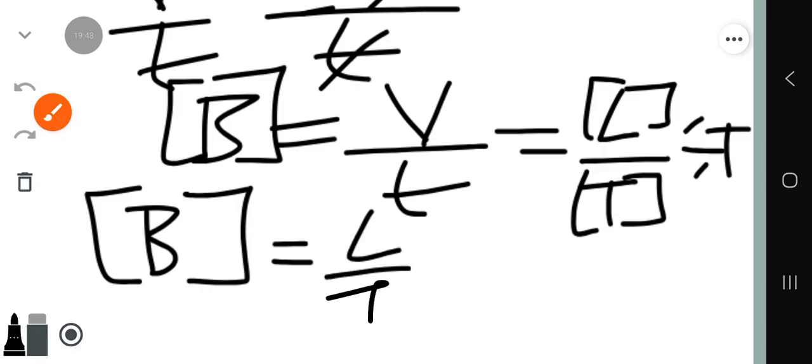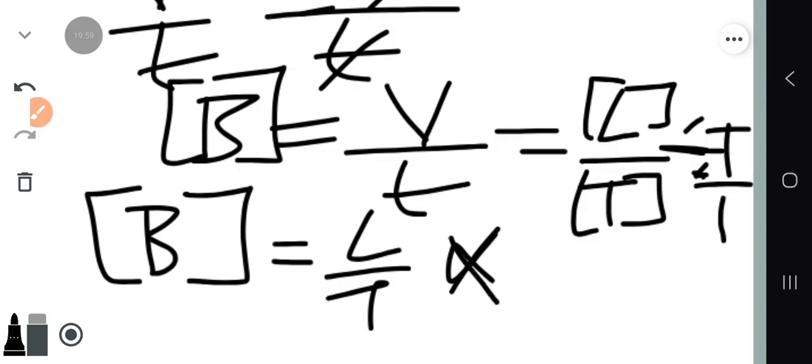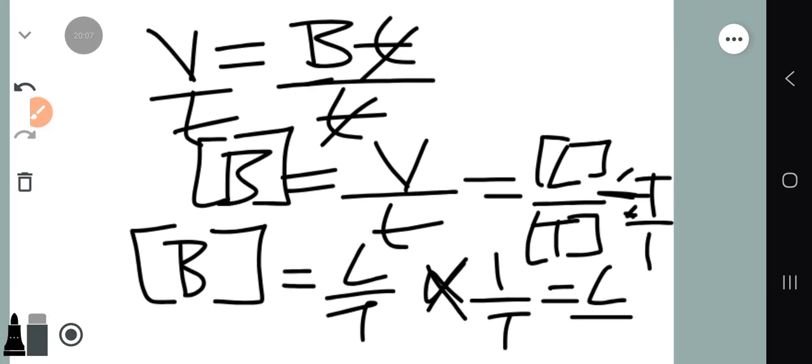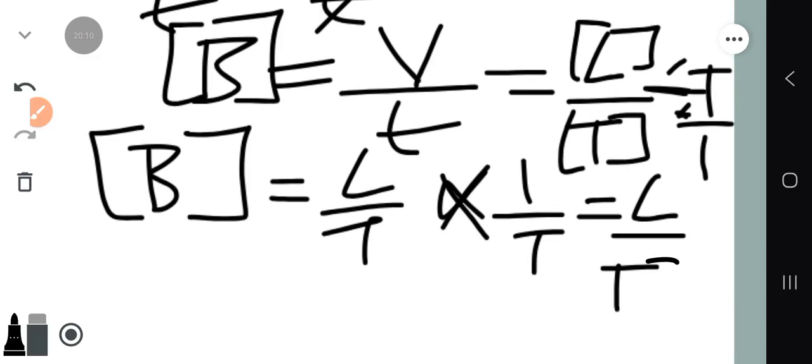L over T times, I'm going to change here. Division changes to multiplication, and then the denominator is 1, it's going to be the numerator, and this one is going to be the denominator. So L times 1 is L over T times T. T times T is going to be T squared. All right, so this is the dimension.